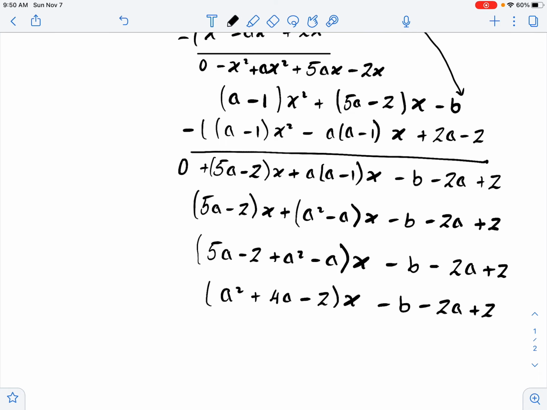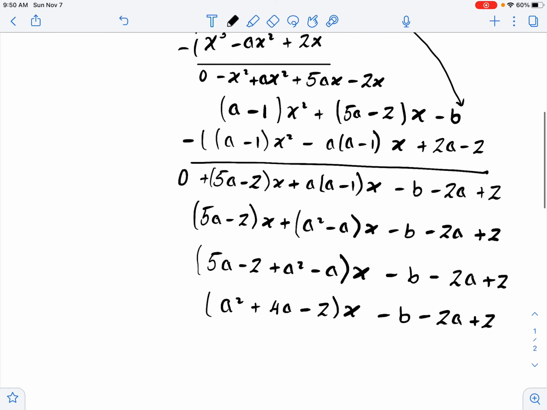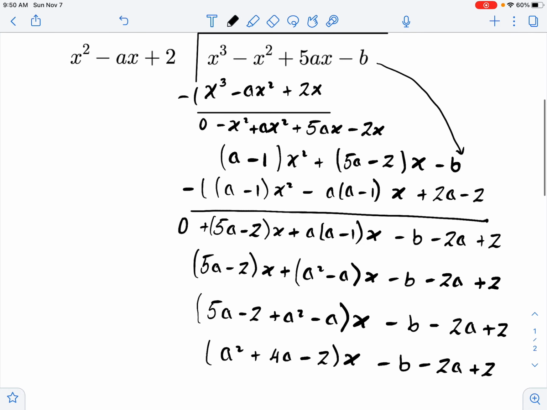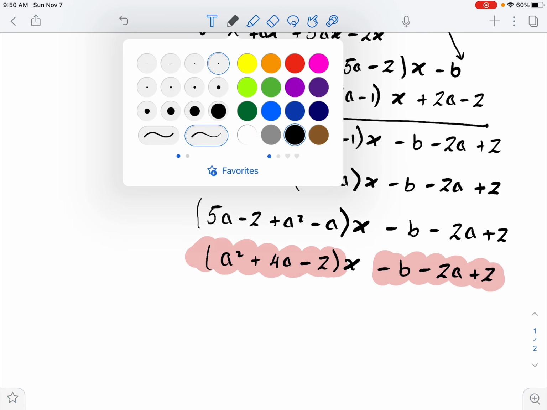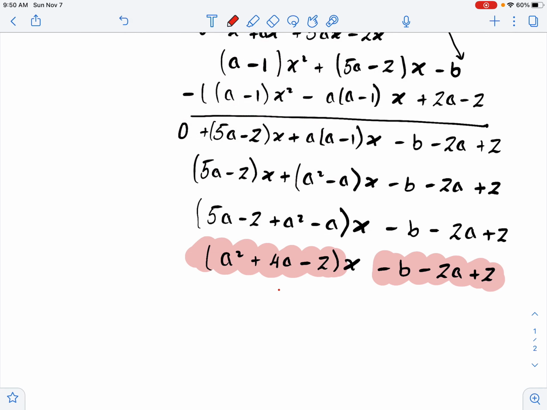That is my remainder. I was told that x squared minus ax plus 2 is a factor, so I know that this remainder is 0. This must be equal to 0, and this must be equal to 0. That's the result of knowing that it's a factor. That's what it means, right? So that's equal to 0, and that's equal to 0. So I'm able to form two equations.